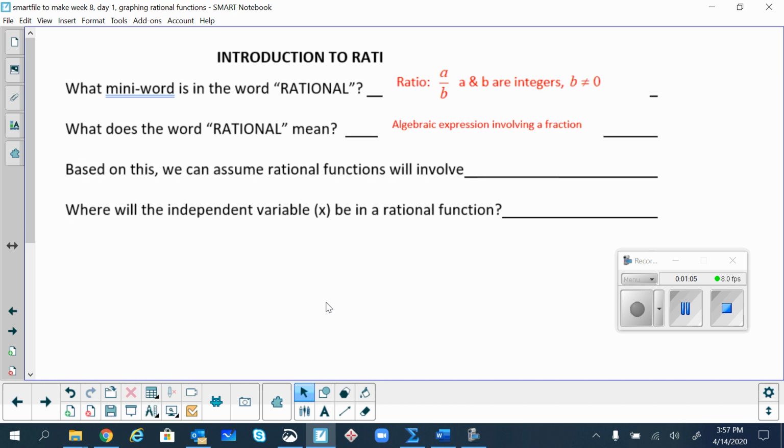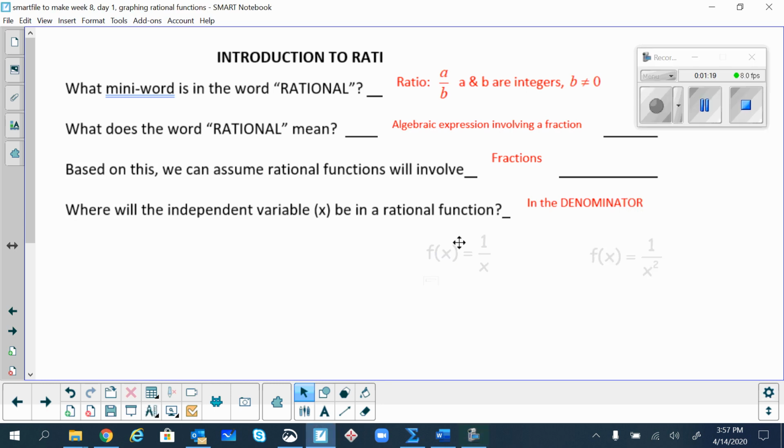Based on this, we can assume that rational functions will involve fractions, and the independent variable x will always be in the denominator of the fraction. So what might a rational function look like? f of x equals 1 over x is a rational function, and f of x equals 1 over x squared is also a rational function. These are the two parent rational functions that we will be studying in this unit.